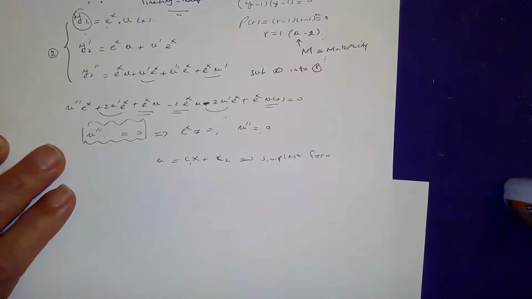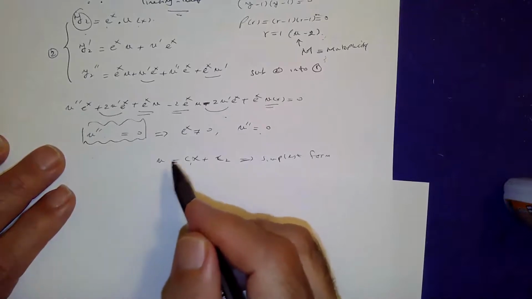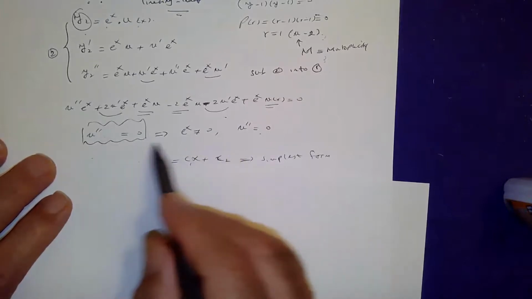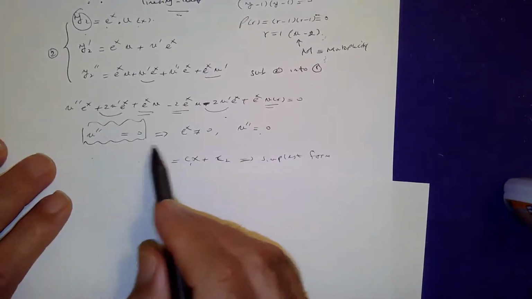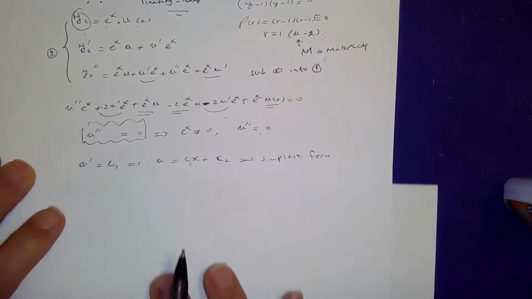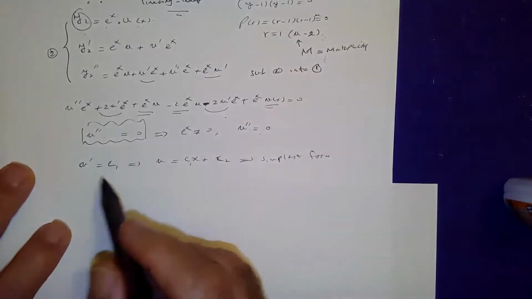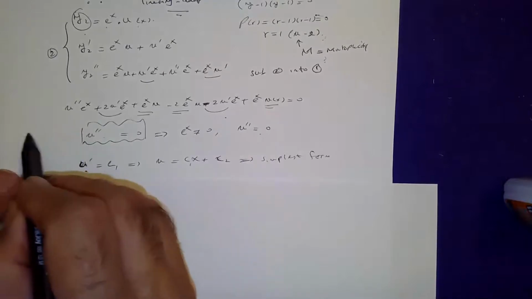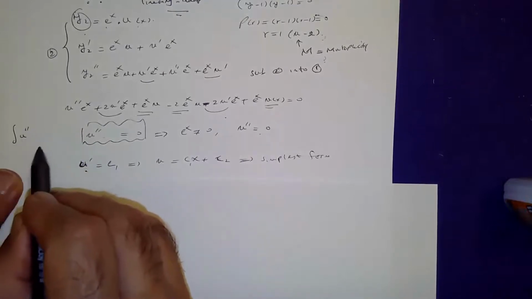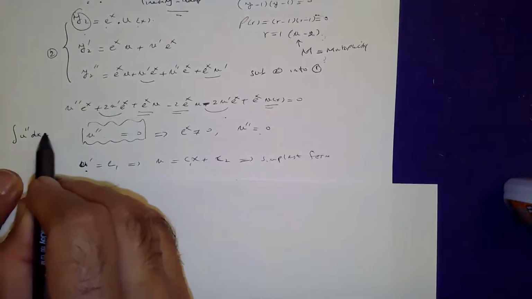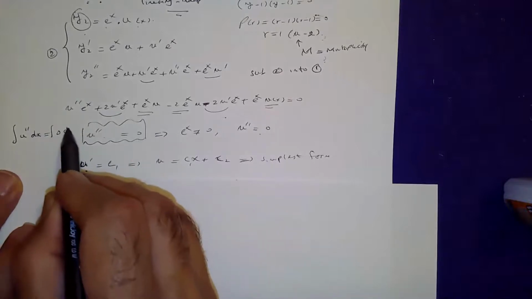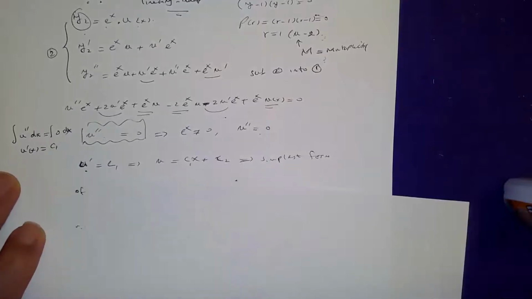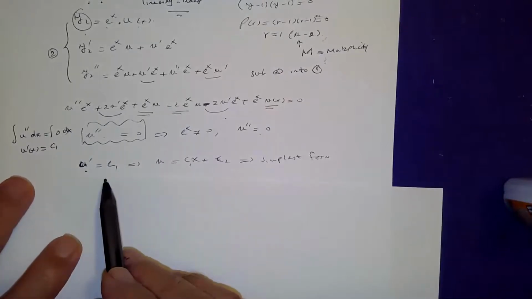But if you take the antiderivative of both sides, what would you end up with? You will end up with u prime is equal to C1. How is that? Take the antiderivative of both sides, of course, with respect to x, correct? So you get u prime of x is equal to some constant. So there it is, okay?